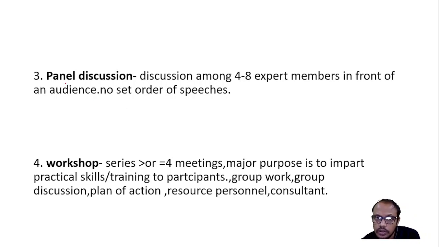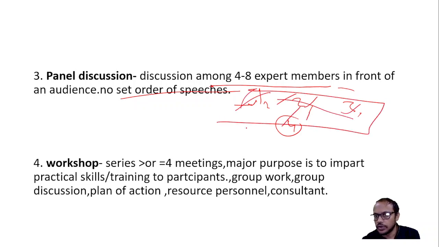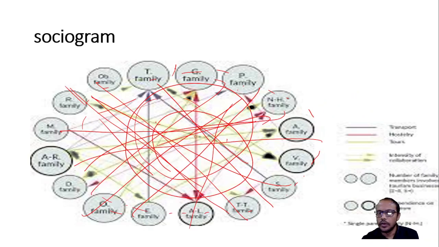Now coming to panel discussion. This was our question. Expert members are in front of the audience. There is no set order of speech, because there is no set order basis. Number 1 is talking, after that number 2, number 3 and number 4. There is no sequence. Anyone can ask a question in between, and these are experts. In a focus group discussion, these are normal people, not experts.